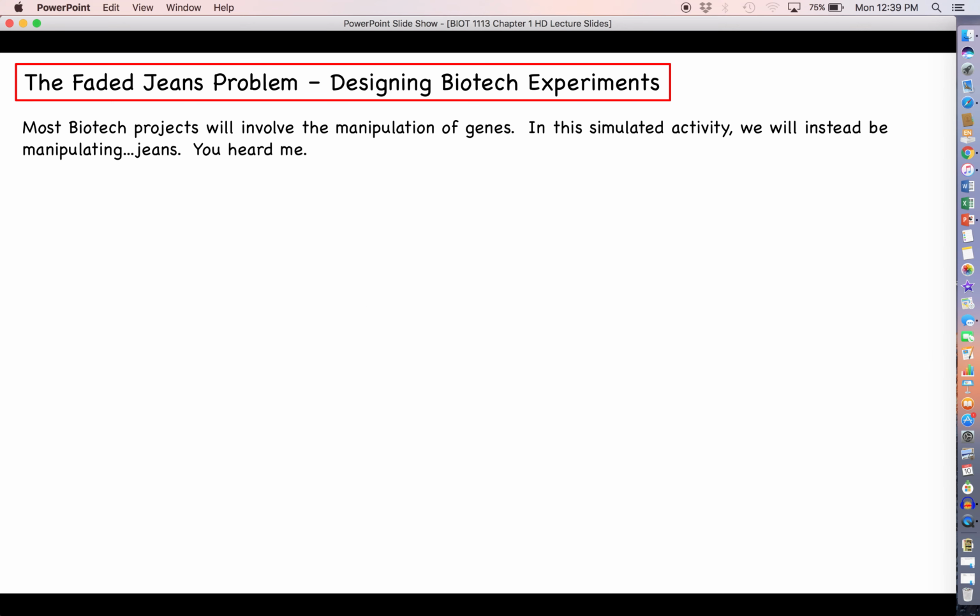Okay, so let's look at a very specific experiment that the book puts forth. So we've already talked about how most biotech projects are in some way going to involve the manipulation of genes. So a gene being a stretch of DNA that provides the instructions for making a protein.